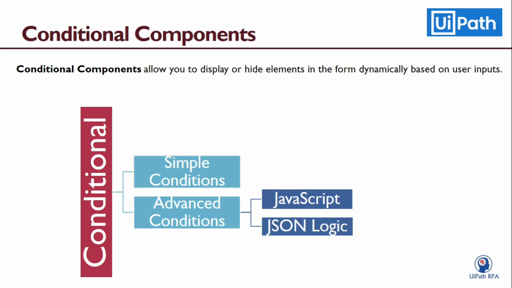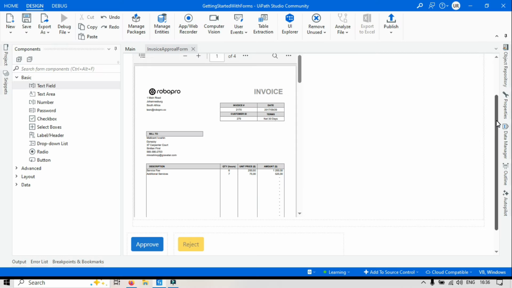For this demonstration, we will use the existing invoice approval form where a manager reviews an invoice displayed in the form. There will be a drop down with two options: approve and reject. If the manager selects approve, the approve button will appear. If the manager selects reject, the reject button and a remarks text area will appear, so the manager can provide the rejection reason. Sounds good. Let's build this step by step.